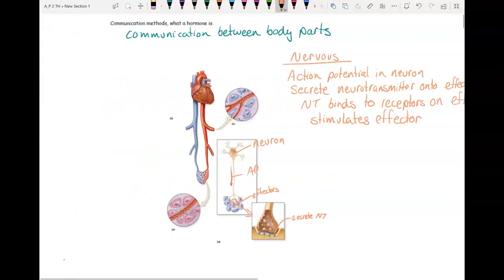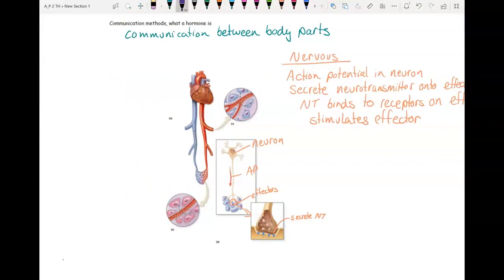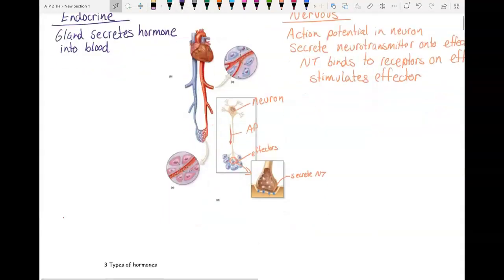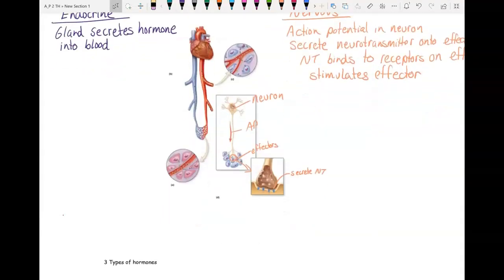So then we have a similar situation with hormones. So endocrine is when you use hormones to do this. So an endocrine gland secretes a hormone into the blood, and the hormone will bind to receptors on its effector.